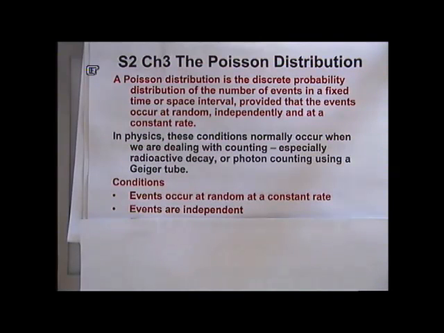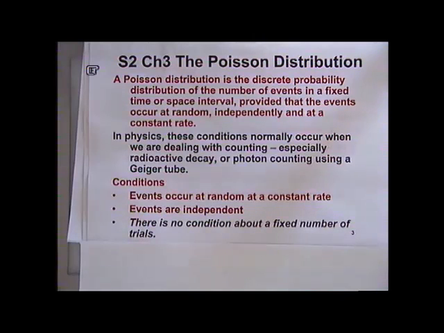And the key difference between this one and the binomial is this down here. There's no condition about a fixed number of trials. So if you imagine the number of red cars passing you by in a 10-minute period, there's actually no upper limit here. But the probability of 10,000 red cars going past the Kings of Wessex gates in a 10-minute period is going to be absolutely tiny. So the probabilities get so small they're effectively zero. But you don't actually have a fixed upper limit.